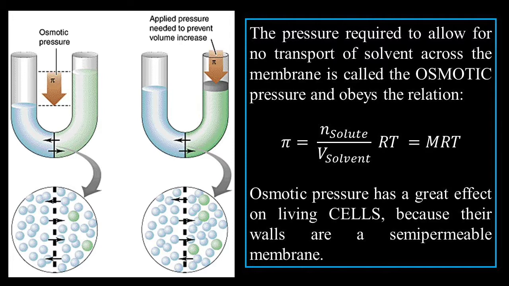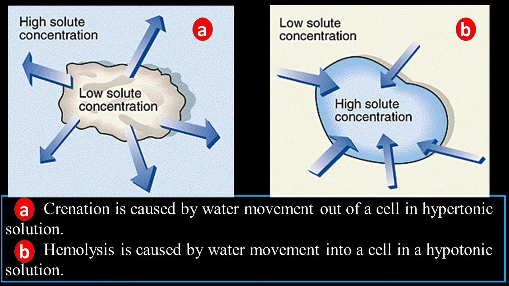So osmotic pressure, such as in dialysis: the pressure required to allow for no transport of solvent across the membrane is called the osmotic pressure, and obeys the relationship of n solute, moles of solute over volume of solvent, times RT, equals MRT. M is going to be the moles of solute over the volume of solvent. Osmotic pressure has a great effect on living cells because their walls are a semipermeable membrane.